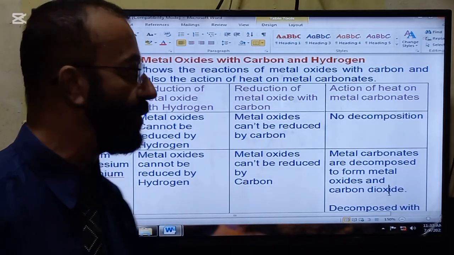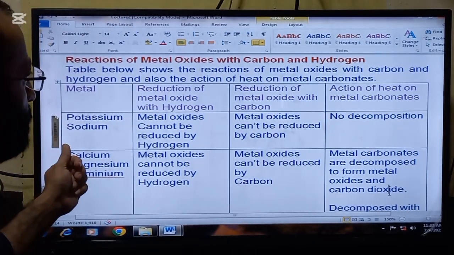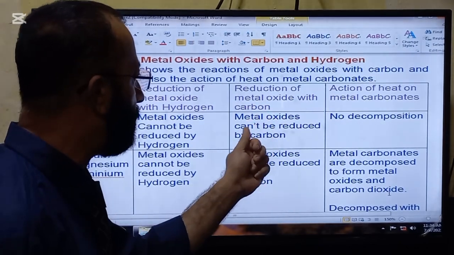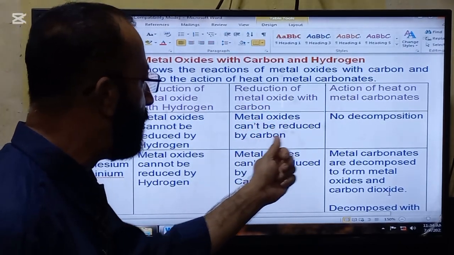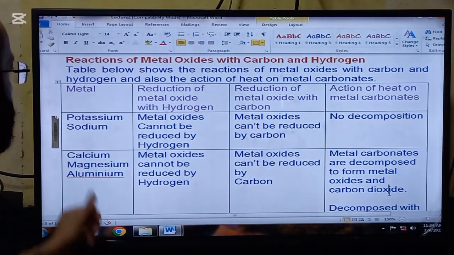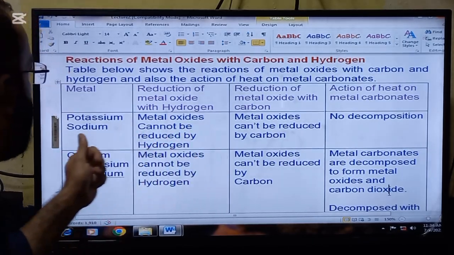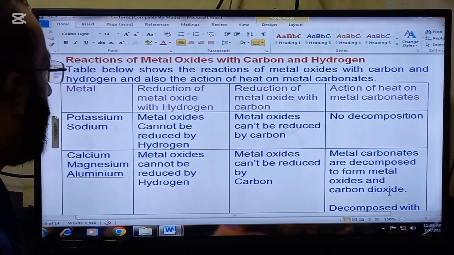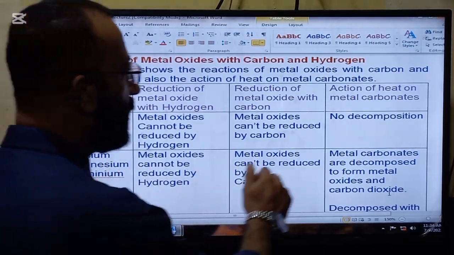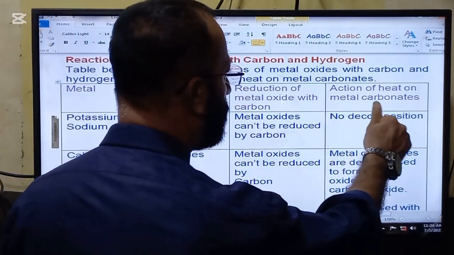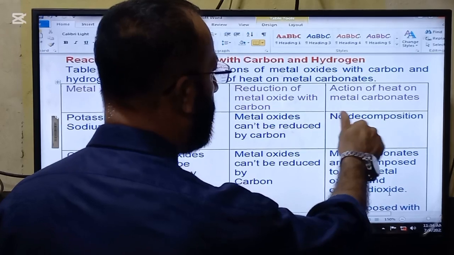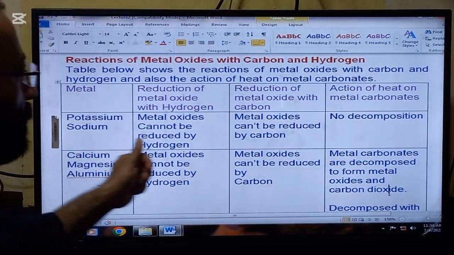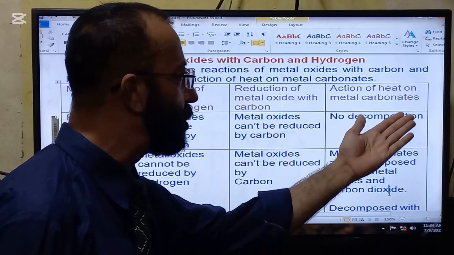So you have to concentrate now. These metal oxides also cannot be reduced by carbon. So potassium oxide and sodium oxide cannot be reduced by carbon. And these metal carbonates cannot be decomposed by the action of heat. So potassium carbonate and sodium carbonate cannot be decomposed by the action of heat.